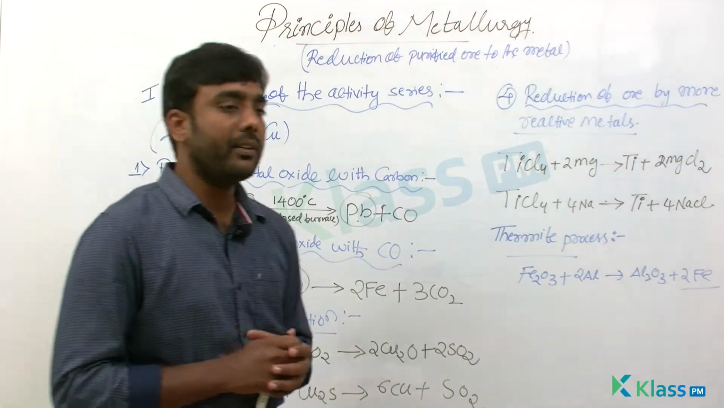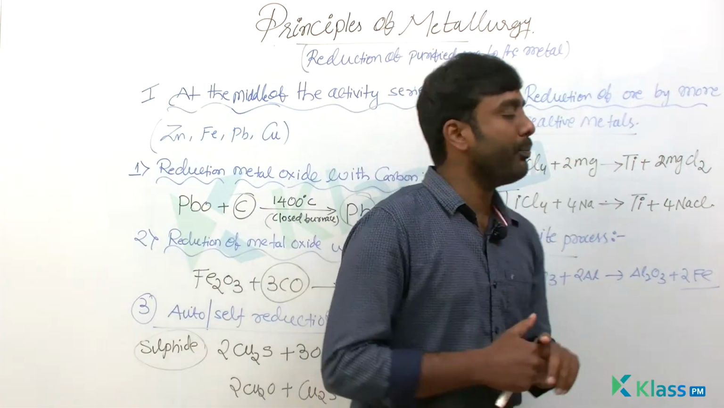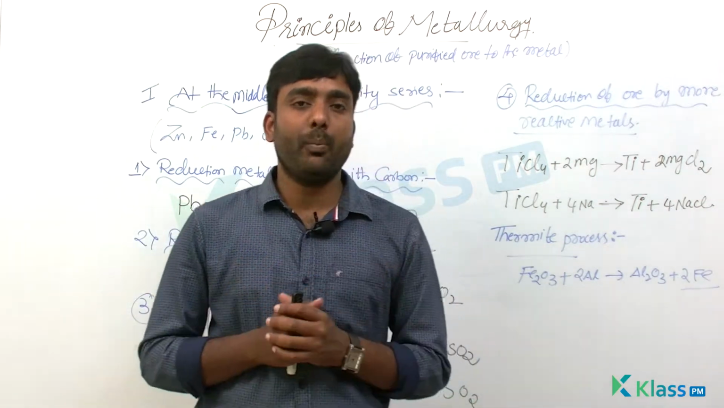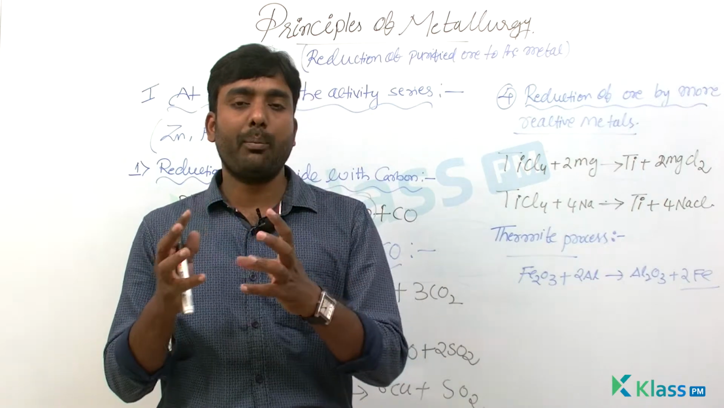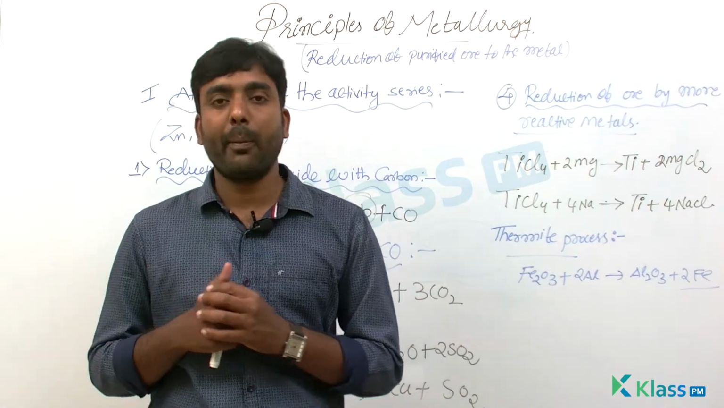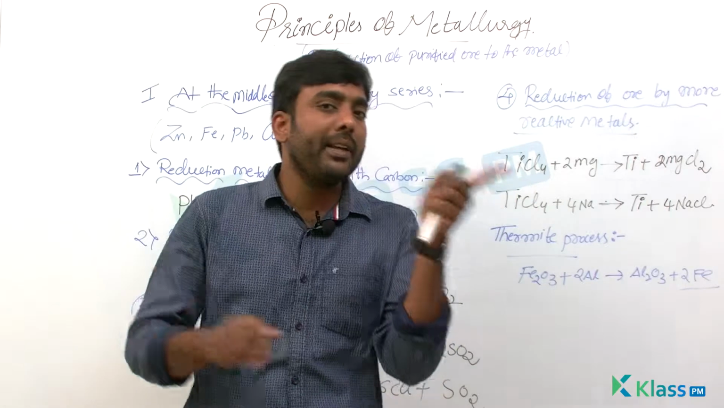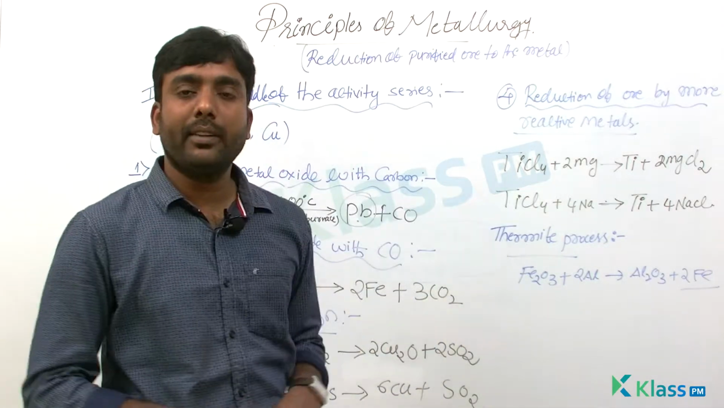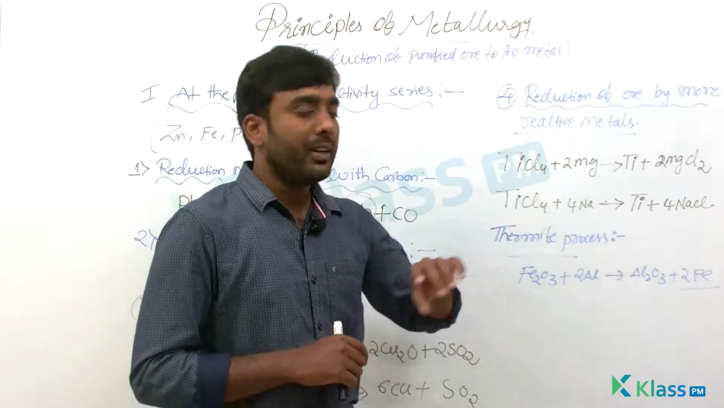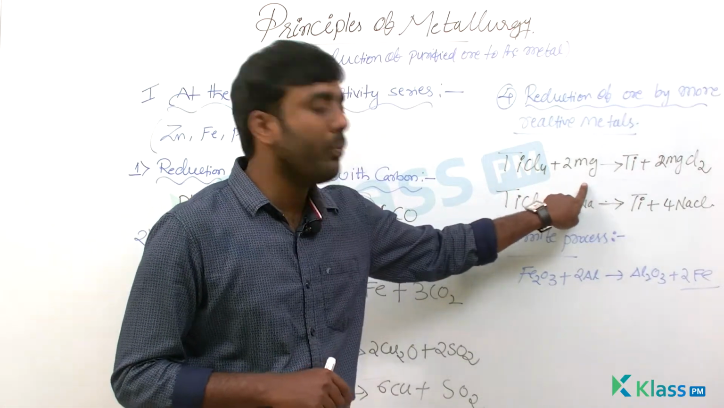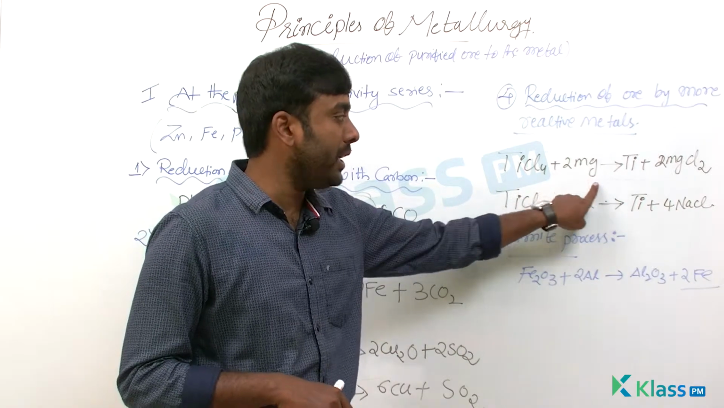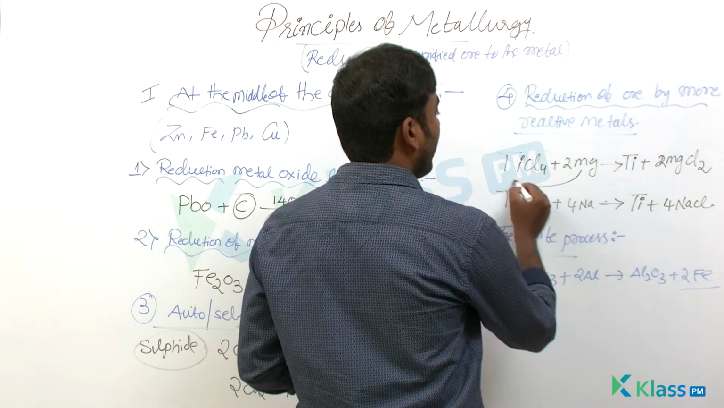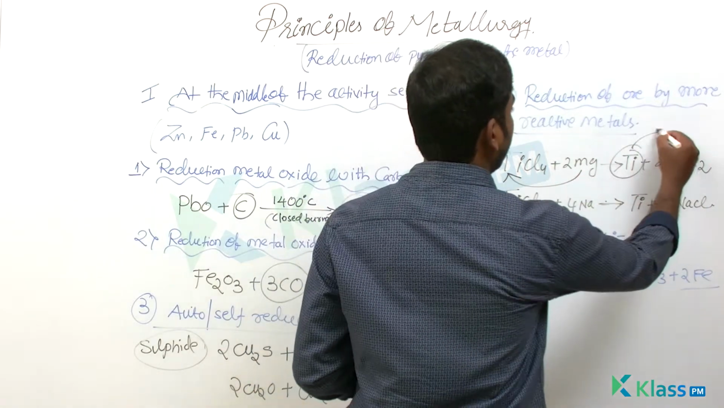And the fourth method is the reduction of ore by a more reactive metal. So if there is a compound of a low reactive metal, and that compound is reacted with a highly reactive metal, what happens? The highly reactive metal displaces the low reactive metal. Here titanium chloride is a compound that is reacting with a highly reactive metal, that is magnesium. Magnesium is highly reactive compared to titanium. So this magnesium replaces the titanium so that we can extract the titanium.